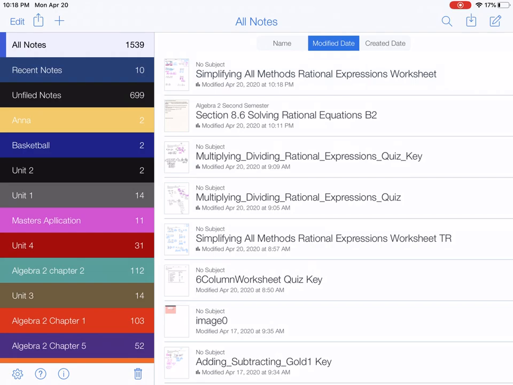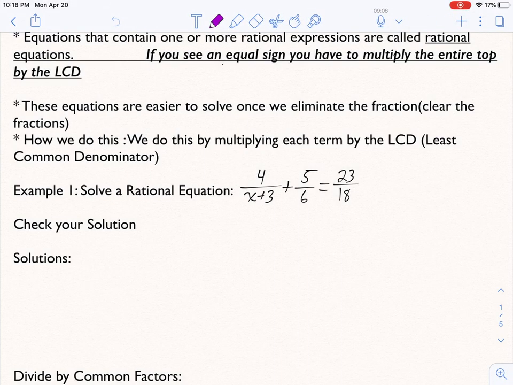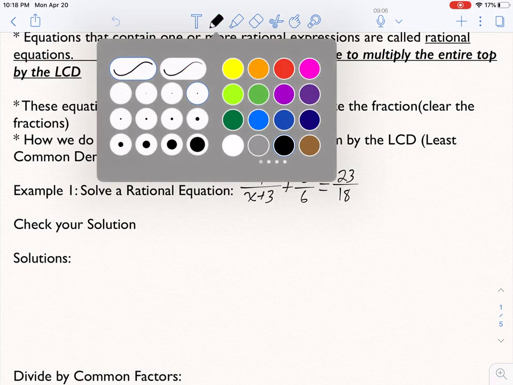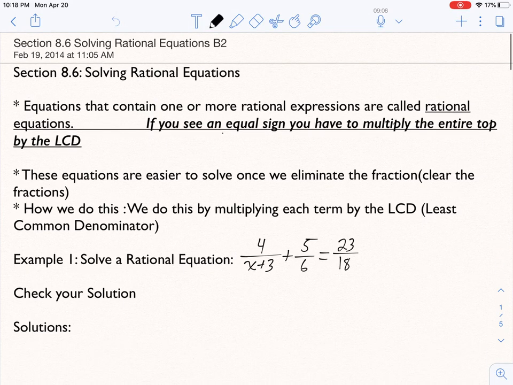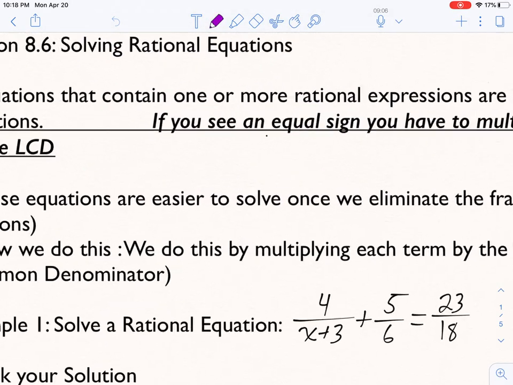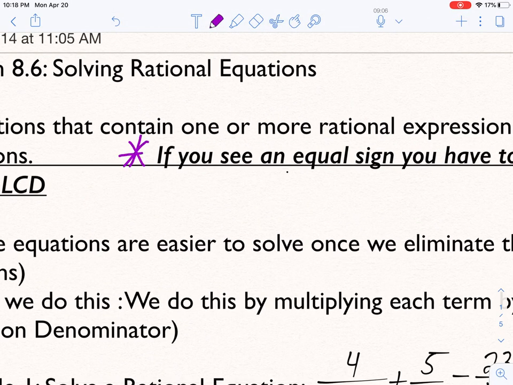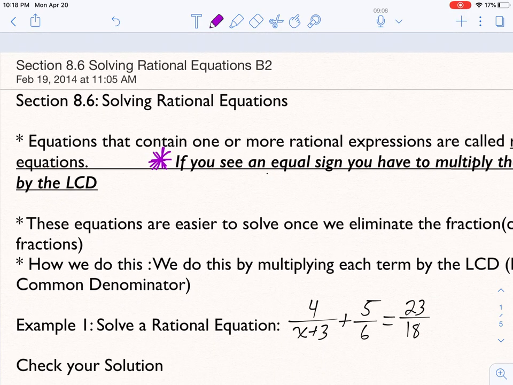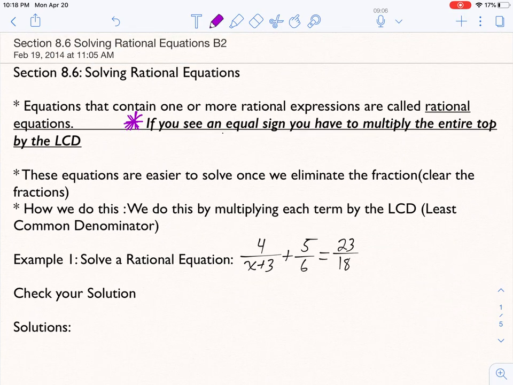Now, let's get on to the new topic for today. And this topic is solving rational equations. An equation that contains one or more rational expressions is called a rational equation. This is hugely important right here. If you see an equal sign, you have to multiply the entire equation by the LCD, and that is different than what we've done so far.